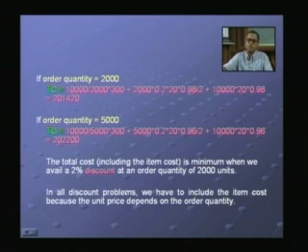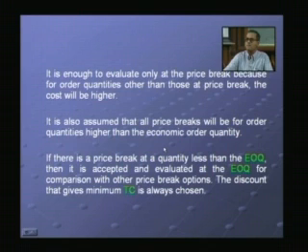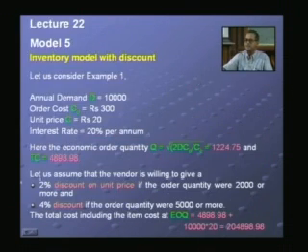In all the discount problems, we will include the item cost because the unit price now depends on the order quantity. Till now in all the models, we had not included the cost of purchasing the item. Only in discount models we use that because the unit price depends on the order quantity. It is enough to evaluate only at the price break. For example, the problem says there is a 2% discount if the order quantity were 2000 or more. Now, should we evaluate the total cost at some other order quantity which is higher than 2000? The answer is it is not necessary.